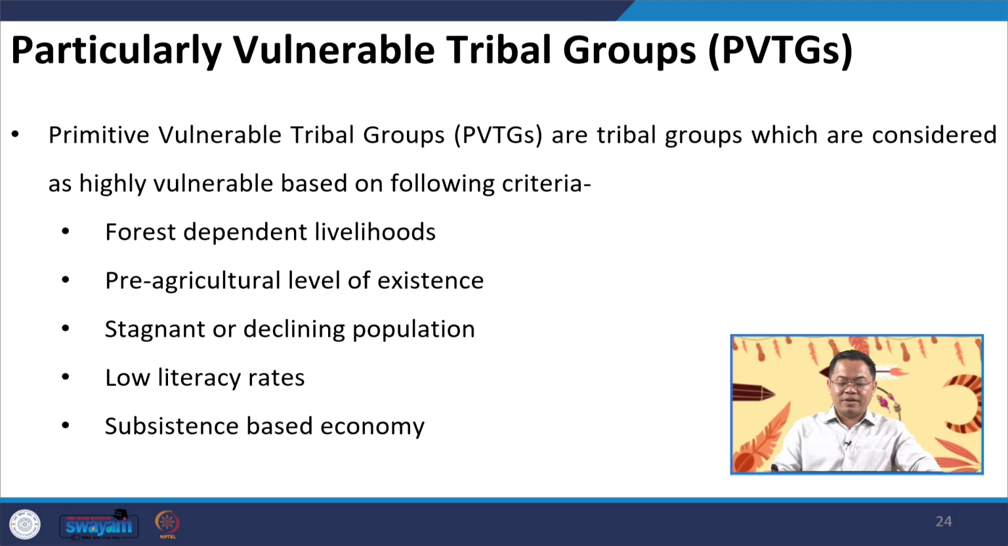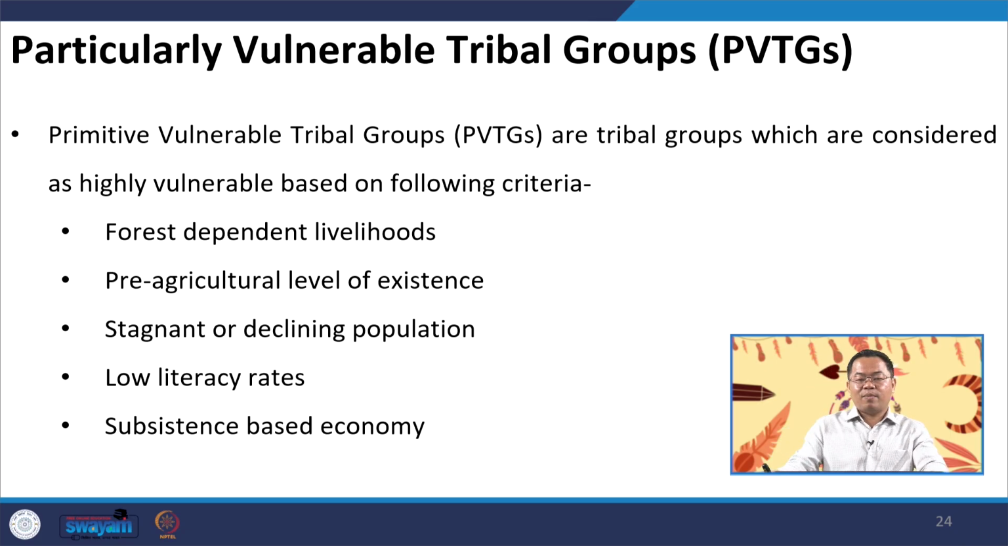Now, who are these PVTGs? PVTGs are tribal groups who are considered highly vulnerable based on the following criteria. Now, this is one way of identifying who are PVTGs in India. One is that they have forest-dependent livelihoods, in the sense that they rely on forest produce to maintain their living, their everyday needs. Second, a pre-agricultural level of existence; many of them therefore live on forest resources.